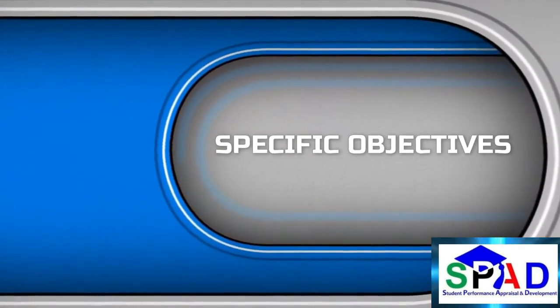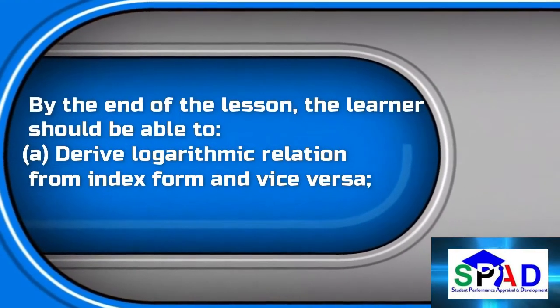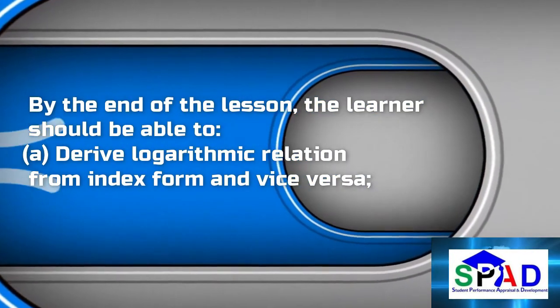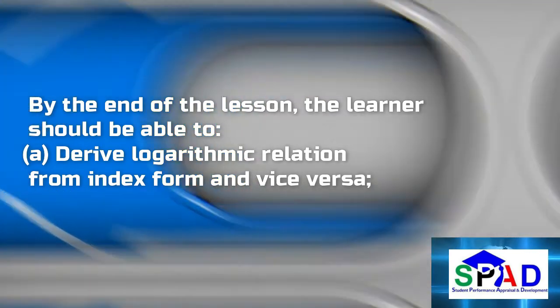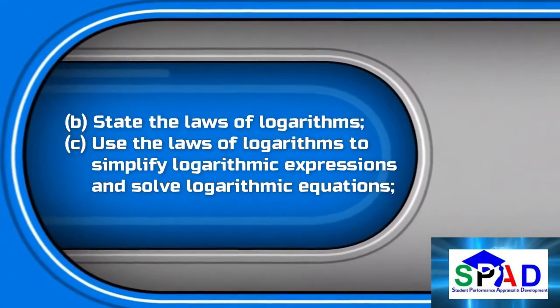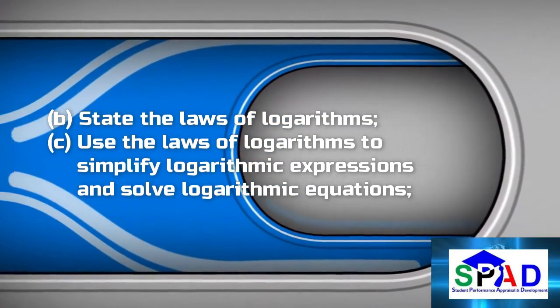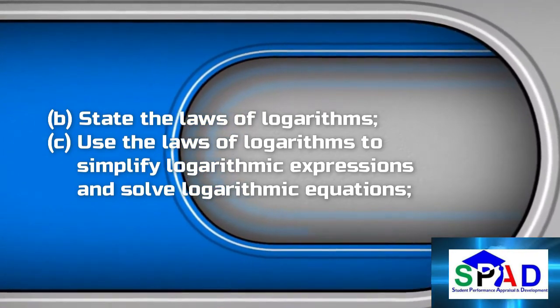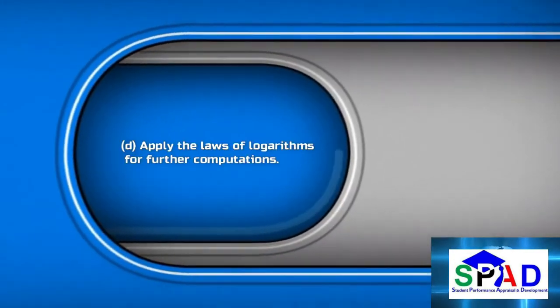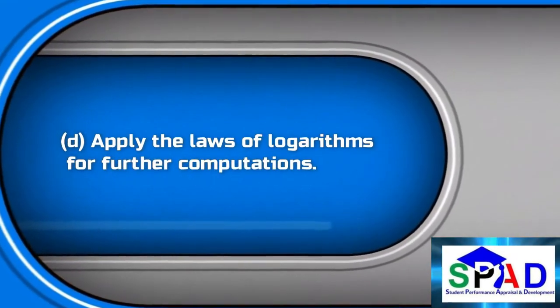Specific objectives. By the end of the lesson, the learner should be able to: A. Derive logarithmic relation from index form and vice versa. B. State the laws of logarithms. C. Use the laws of logarithms to simplify logarithmic expressions and solve logarithmic equations. And D. Apply the laws of logarithms for further computations.